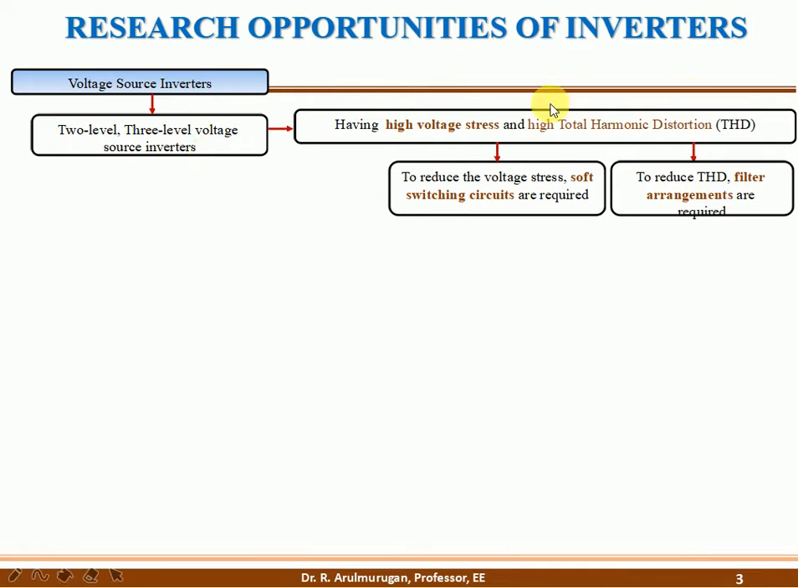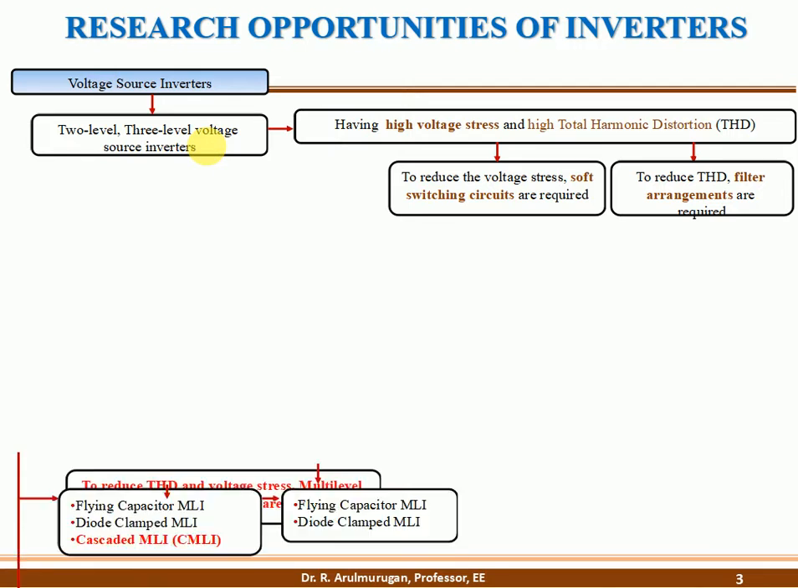Then what to do? To eliminate the high voltage stress, you use the soft switching technique, or the snubber circuit you have studied, or what is also called a resonant converter. This type of soft switching technique is used to avoid di/dt as well as dv/dt. The next major factor is total harmonic distortion, which you eliminate with the help of a filter arrangement. So these are the limitations of the basic single phase and three phase voltage source inverter.